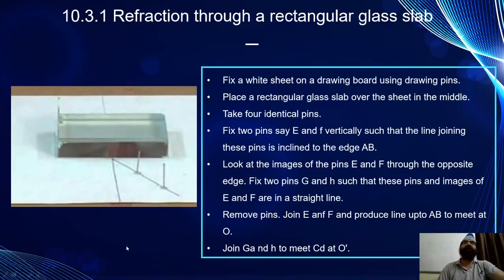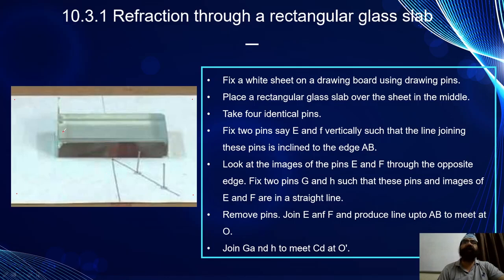Okay, now this is activity 10.3, article 10.3.1, refraction through a rectangular glass slab. In this, what we do is we take a drawing sheet, we put it on a drawing board, and then we pin it up. We pin it up at the four corners, which means we put thumbtacks, one over there, one over here, one over here and one over here.